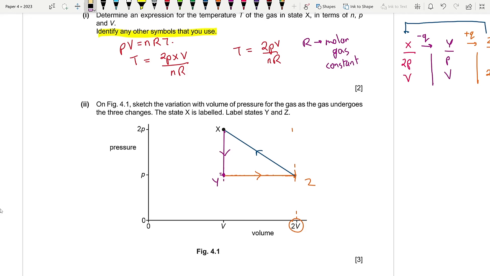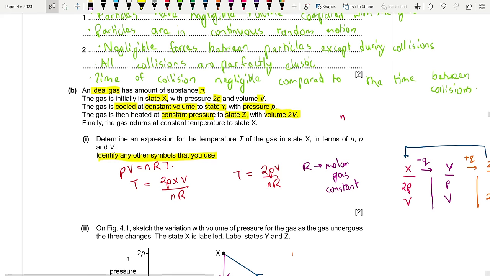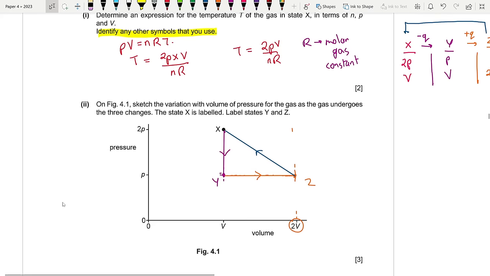Okay, so why is this important? Why is this always a curve? Why were the other ones straight lines? Mainly due to the fact that for X to Y, the gas is cooled at constant volume. And in the next one, the gas is then heated at constant pressure. So the volume never changes, so it remains vertical, and the pressure never changes, so it remains horizontal.